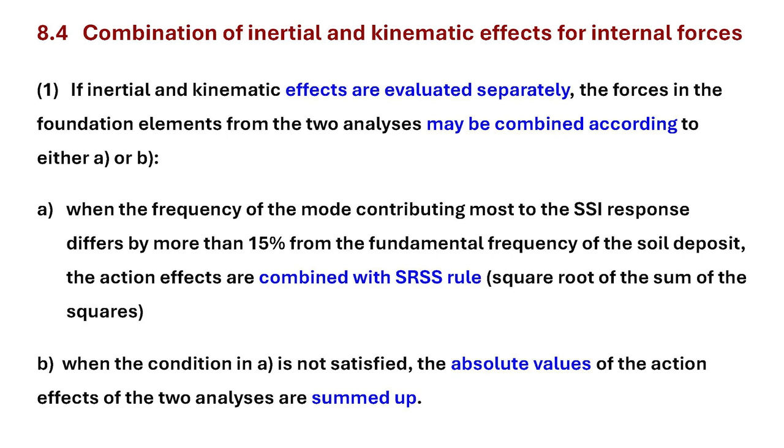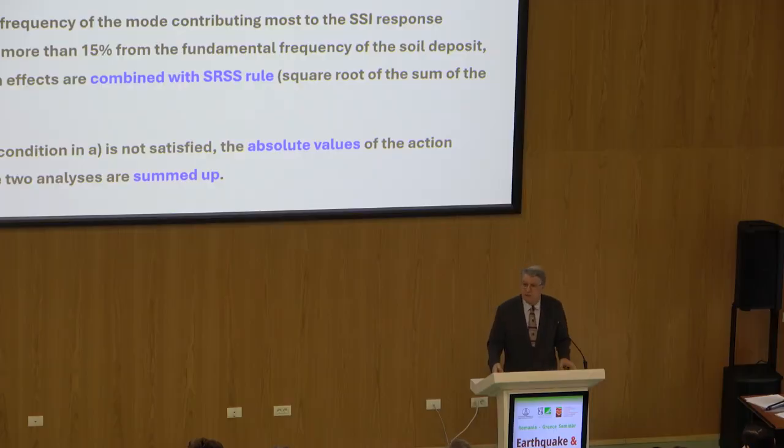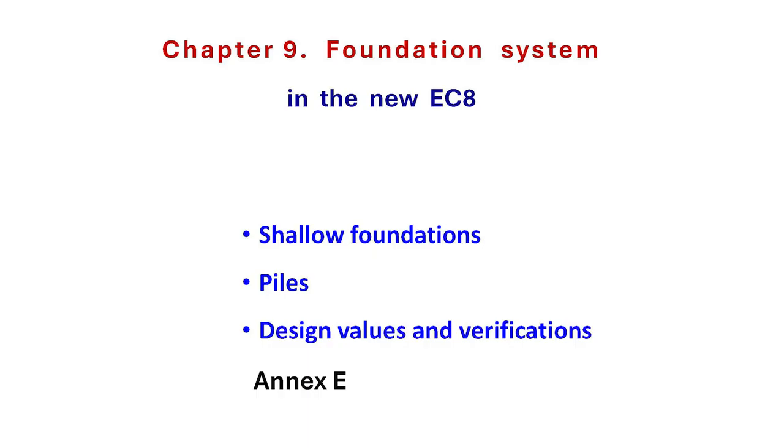Now, usually it says we combine them, see the A aspect there, with the square root of the sum of the squares. We do not add them algebraically unless a special condition is satisfied. This is important because, especially at the top of the piles, you may have very, very large inertial and kinematic bending moments. You do not add them algebraically, but you combine them with the square root of the sum of the squares.